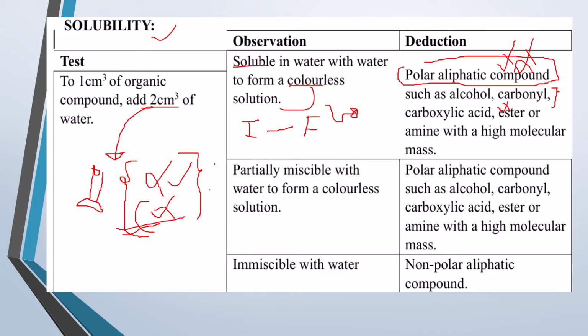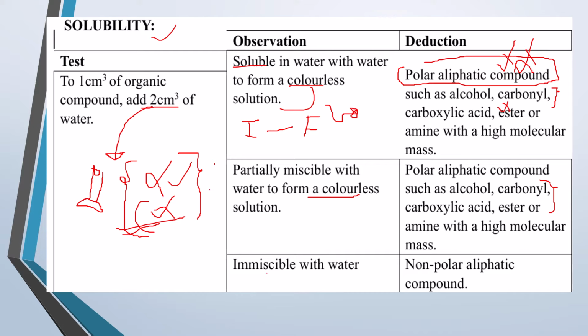However, some solids, or the majority of the solids, are going to be partially soluble, but we are still dealing with liquids. So with liquids, we can also see that some may be partially miscible with water, forming a colorless solution, and these ones are still polar aliphatic compounds. I say that these examples, if you're not sure, you may leave them out.